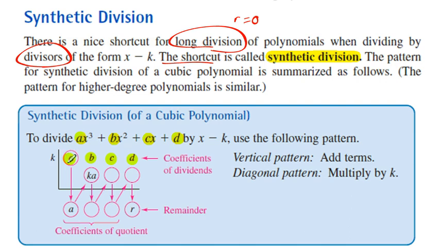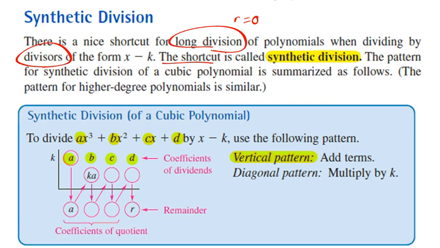So what you do is that you drop down the first term, a, and then you multiply. So a times k is ka. And then you're going to add these terms, and then put it right here. And then you're going to multiply, and put it right here. And you're going to add these terms, and then drop down the result here. And then you're going to multiply to get this guy. So the vertical pattern is you're always going to add the terms together. And the diagonal pattern, from here to here, here to here, and so forth, you're always going to multiply by k. Now, if that looks really confusing, it actually does look confusing when you do it with all these variables.